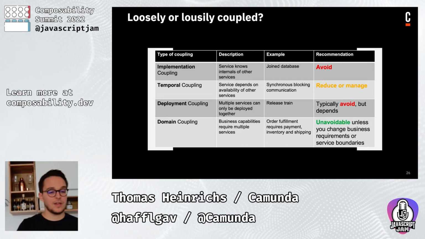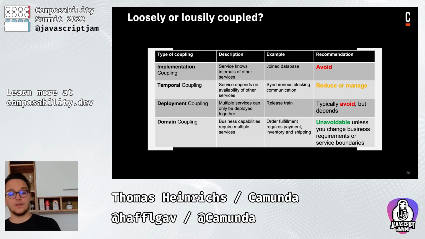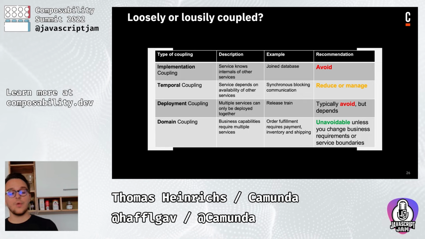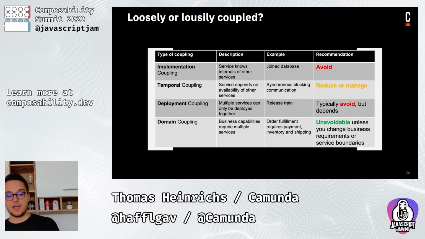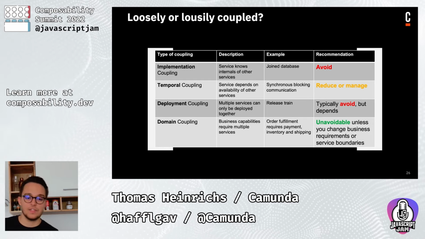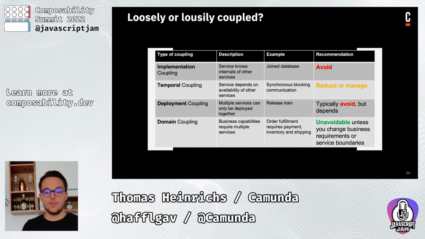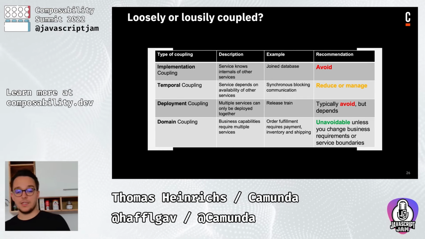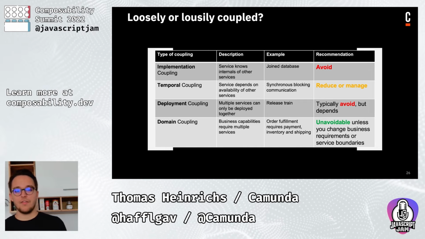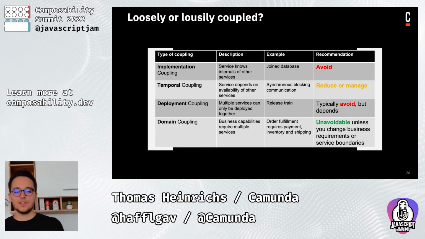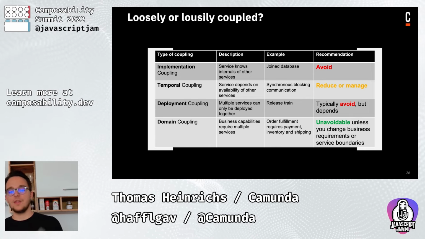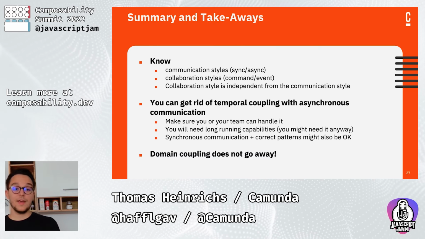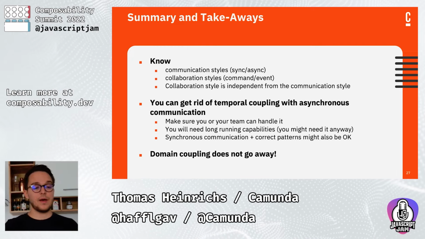And last but not least, most importantly, domain coupling. Domain coupling always occurs. It's unavoidable unless you change the business requirements or service boundaries. So you always need to take into account business capabilities which can change or which require multiple services. For instance, the order fulfillment microservice I mentioned needs another H-check microservice because the business requires it. Such things are simply unavoidable. You always have them and you need to be aware of them. Those systems are still coupled together, they are not completely independent, even though you've tried to use a very decoupled microservice architecture. Right. Cool.